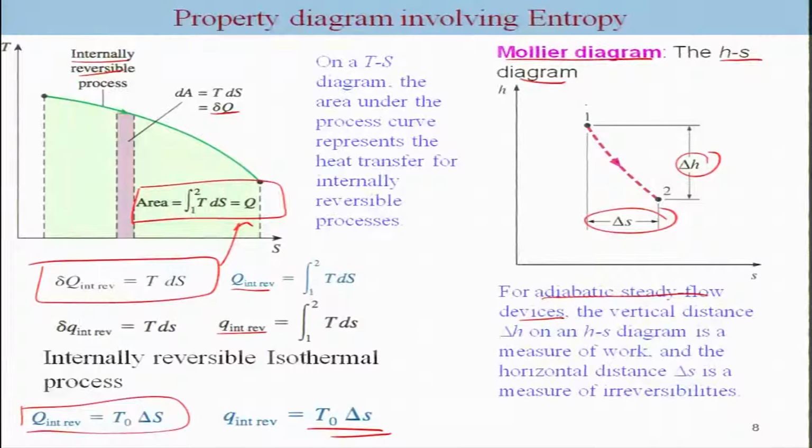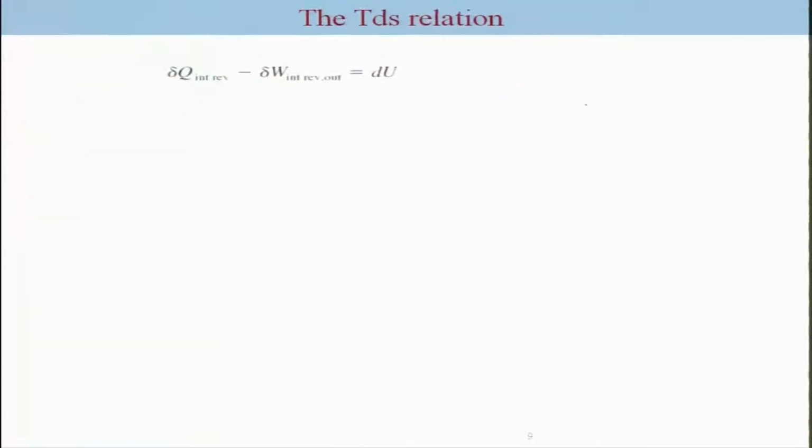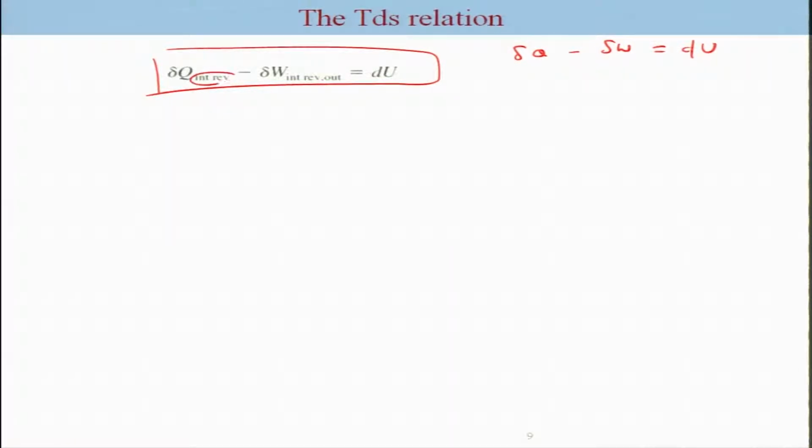Now, having done some exercise on this, we can take this information, particularly the internally reversible expression of del Q equal to T dS, and plug it into the first law. What we are considering is del Q, the heat supplied, minus the work done by the system, which is basically the change in the internal energy of the system. Now, we are considering an internally reversible system. So, here we can make use of T dS, and here we can make use of only the boundary work associated with the system.